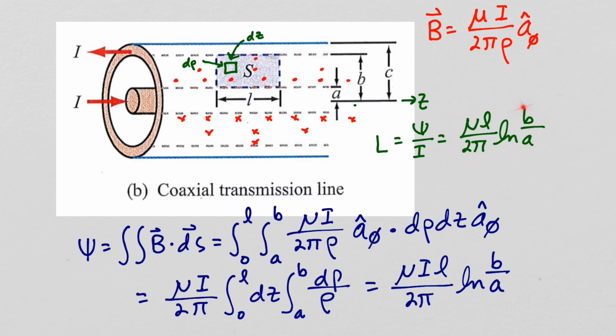So to get the inductance per unit length, we take our inductance for our segment of length L and divide by L. So the inductance per unit length for our coaxial cable is mu over 2 pi times the natural log of B over A.